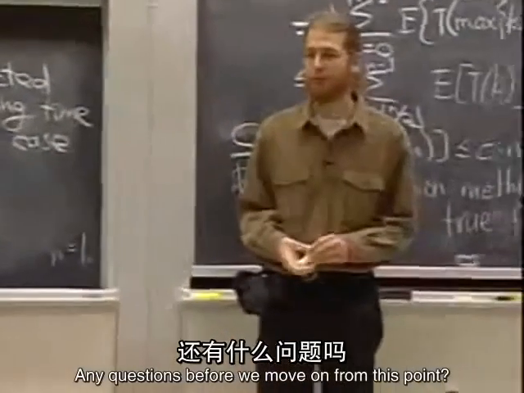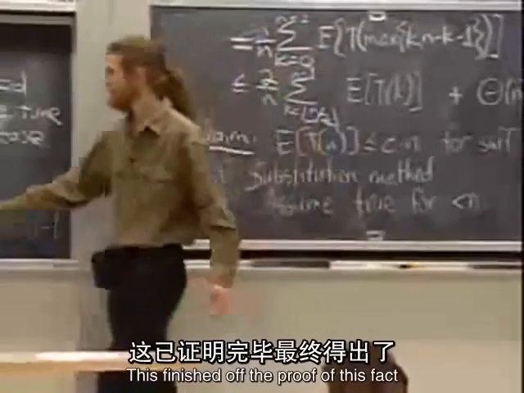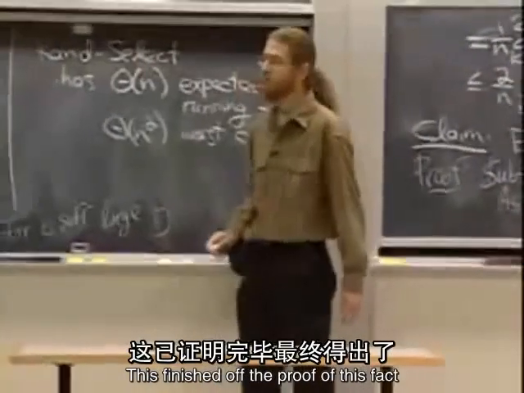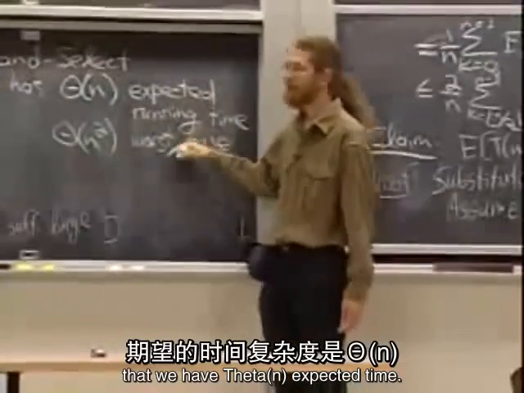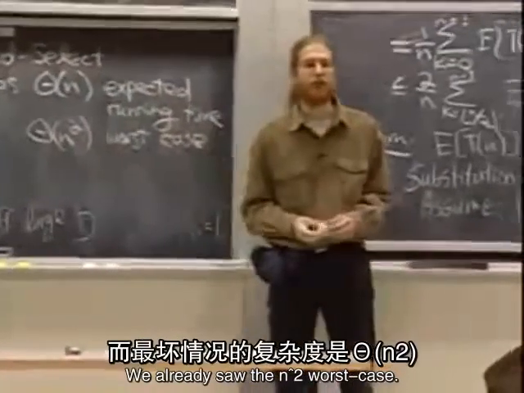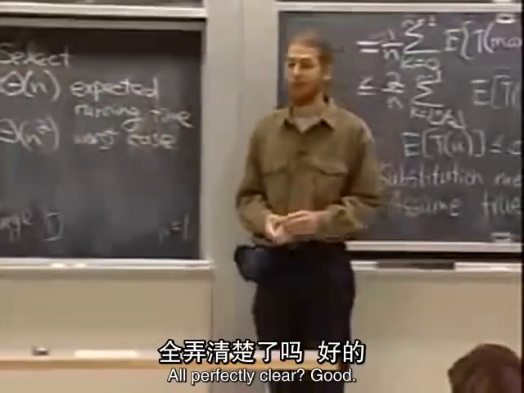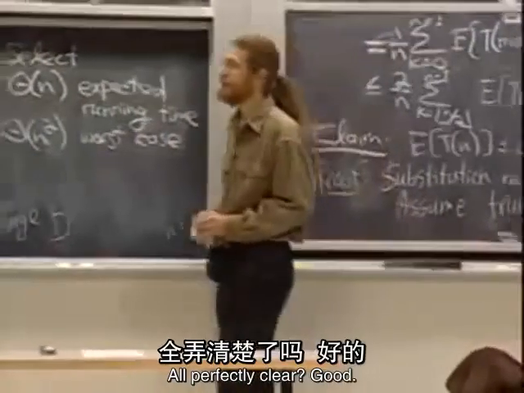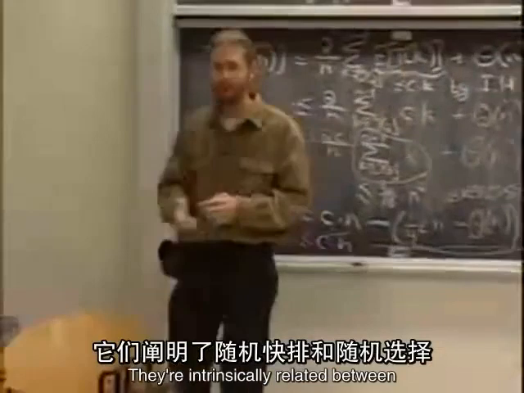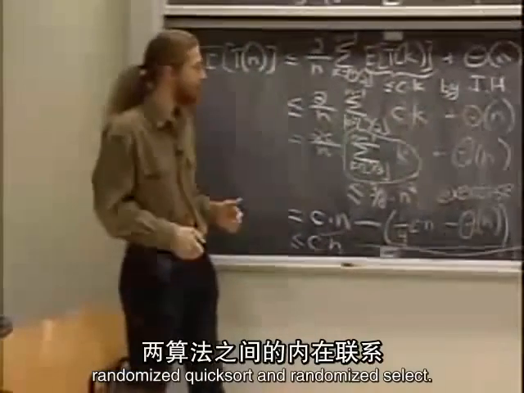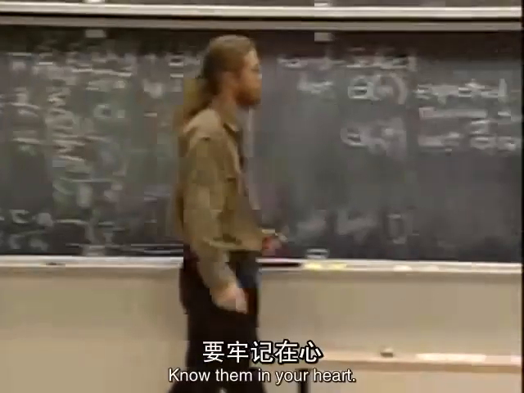Any questions before we move on from this point? This finished off the proof of this fact that we have theta n expected time. We already saw the n squared worst case. Okay, all perfectly clear. Good. You should go over these proofs, and they're intrinsically related between randomized quicksort and randomized select. Know them in your heart.